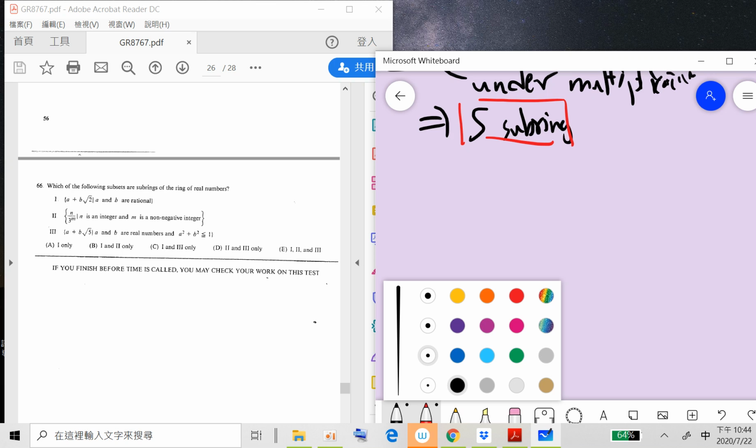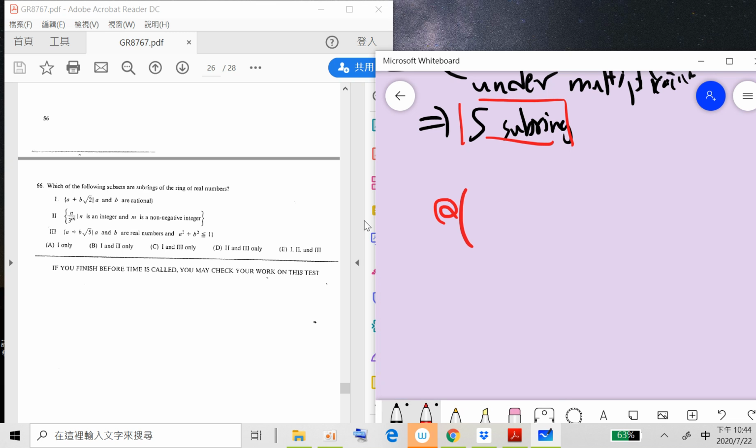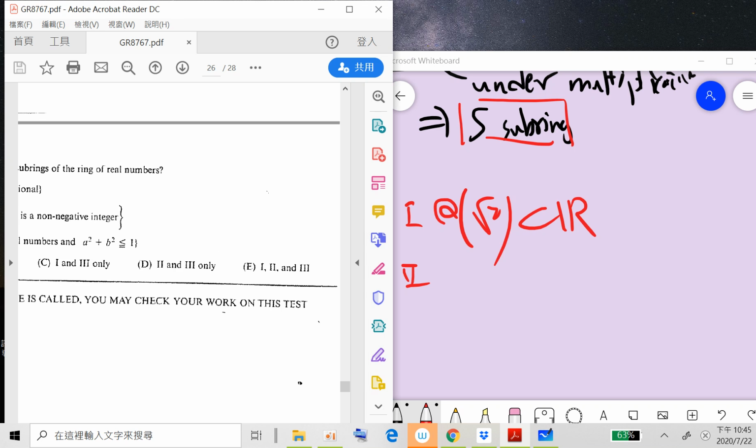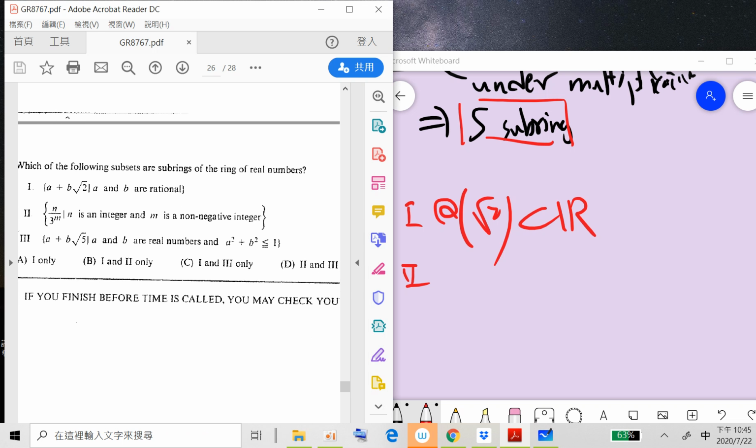Okay, so the first one is Q adjoined square root of 2. It's obvious this is a subring of R. This can be verified easily because you add two numbers. Basically, because Q adjoined square root of 2 is a field, the addition and multiplication are already closed. So the first one is simple. Okay, so probably the difficult one is the second one. It says an integer n divided by 3 to the power m.